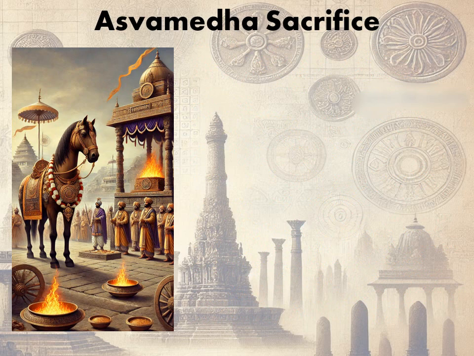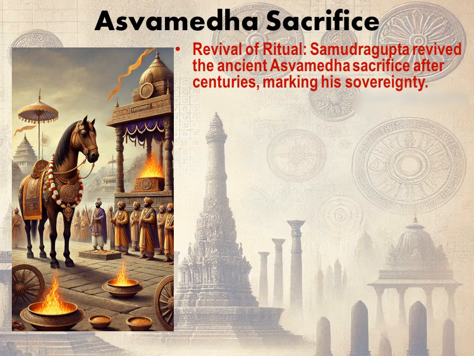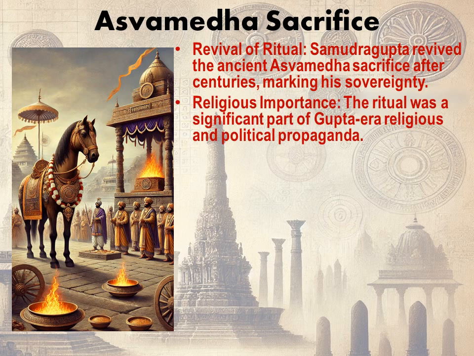Ashwamedha sacrifice. Now, this was a Brahmanical ritual performed by Emperor Samudragupta. Samudragupta revived the ancient Ashwamedha sacrifice after centuries, marking his sovereignty. So, he was the supreme ruler, and the best way to establish that was through the performance of Ashwamedha Yagna, which means that he was the undoubted king throughout the territory.